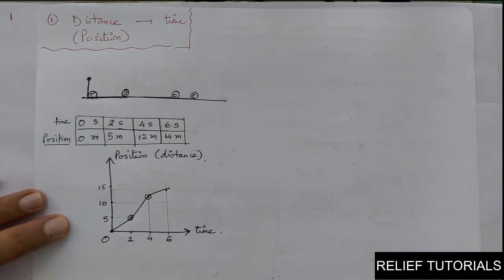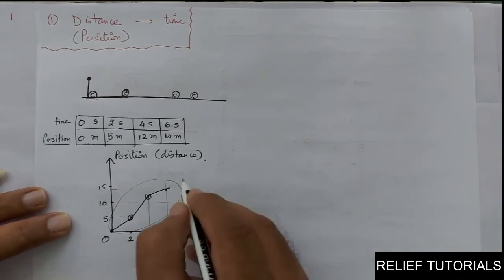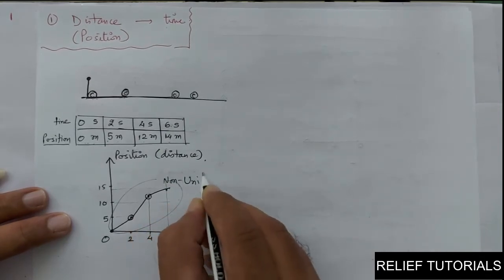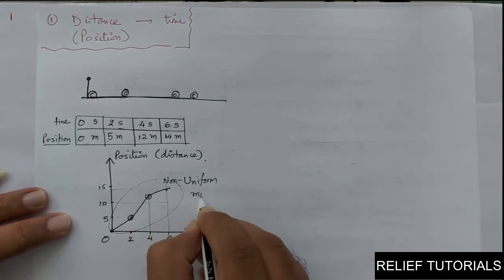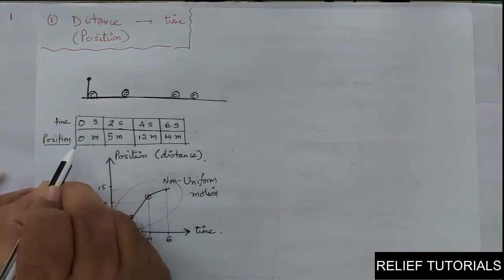Now if you join the points like this, look at the figure. So I think this is the line of the graph, and the line of the graph is irregular in shape. This suggests to you what? This suggests non-uniform motion. Just for the sake of understanding, consider the first reading is 0, 0.